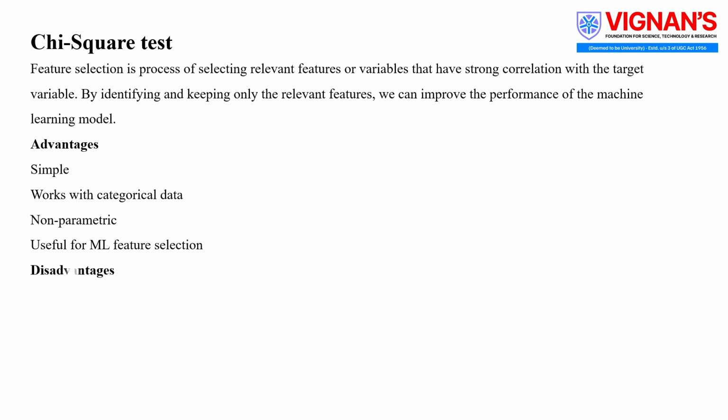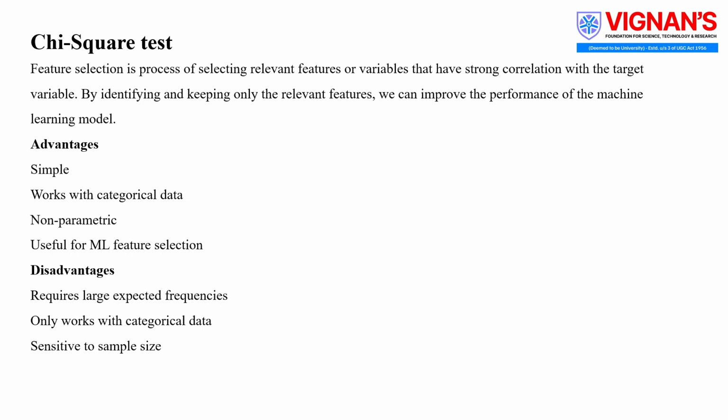However, it also has some disadvantages. It requires large expected frequencies for accurate results. It only works with categorical data, not continuous features. It is sensitive to sample size. Very large samples may give misleading significance. And it cannot measure the strength or direction of the relationship, only whether a relationship exists. This makes the chi-square test a helpful but limited tool for feature selection.